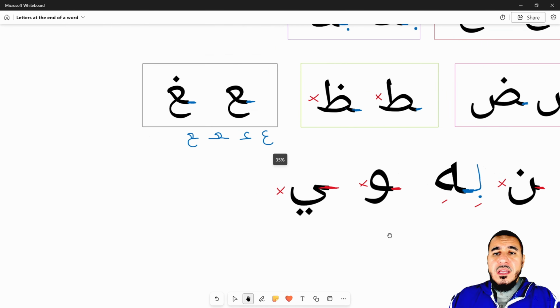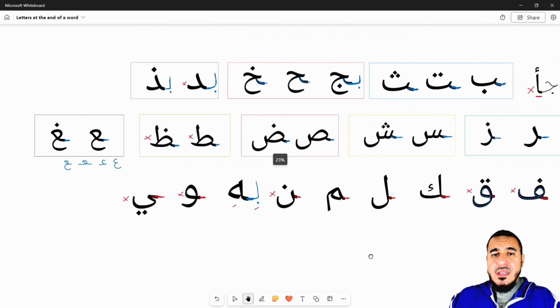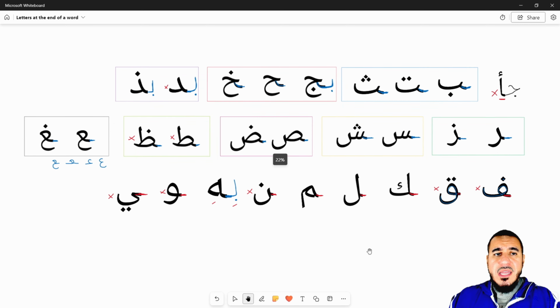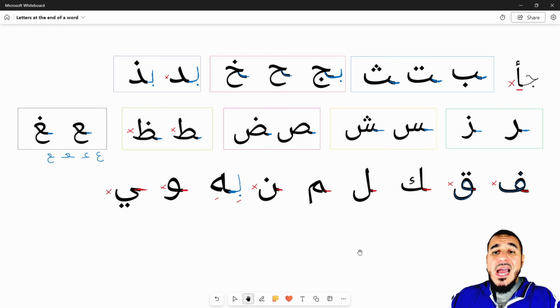Jamil. So alhamdulillah, that is the end of this section here, how the letters appear at the end of a word. It should have been quite straightforward because we've already looked at how the letters look and sound when they're by themselves, and then how they look when they're at the start of a word, at the middle of a word, and now at the end of a word.